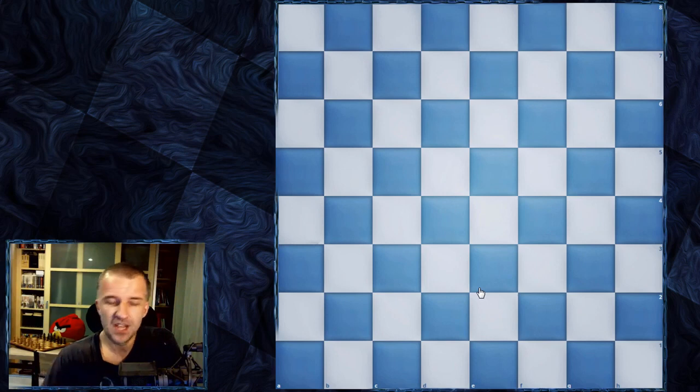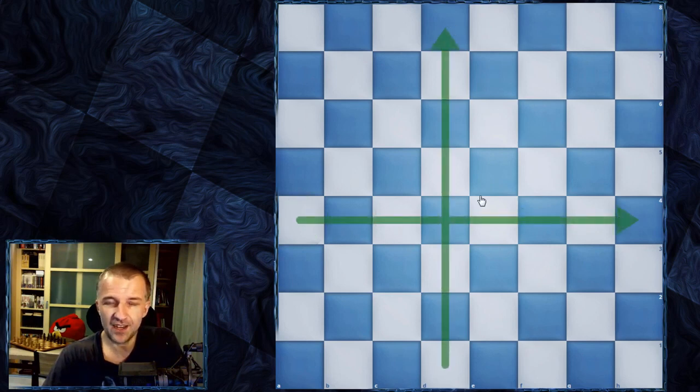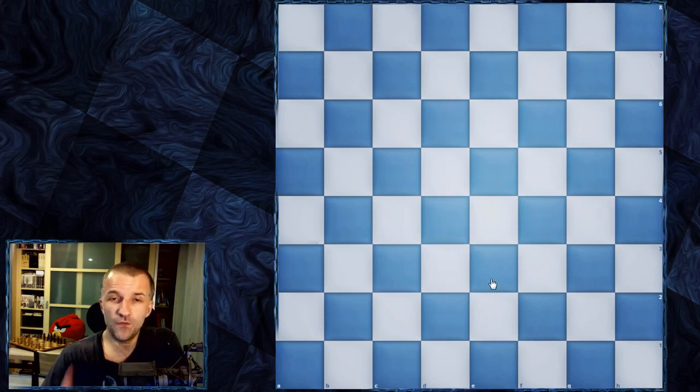That's the first thing. Now I would like to just show you that, for example, the D file and the fourth rank give us, on the cross here, the D4 square. So if we want, for example, to move some piece to D4, then you always know that it's going to go to D4. Whatever the starting square of the piece is, it's going to head to D4. So that's important.